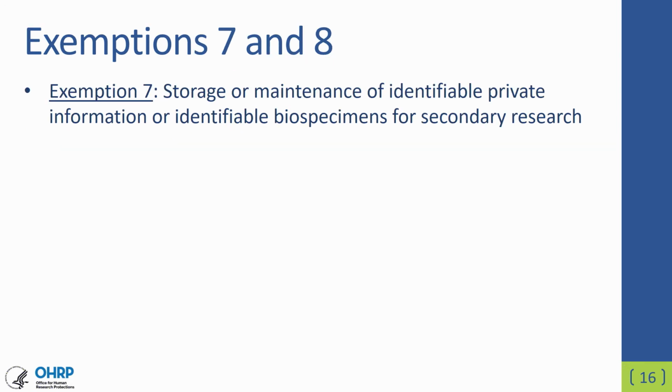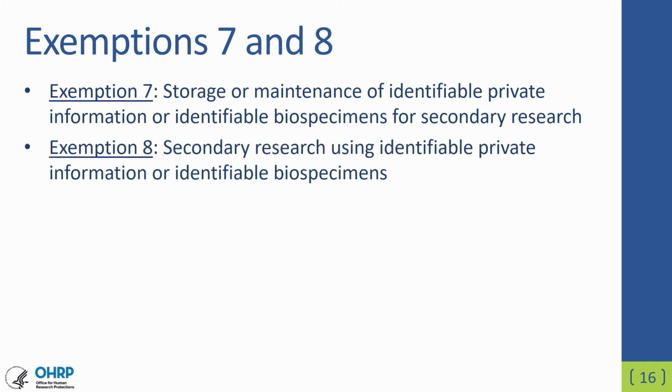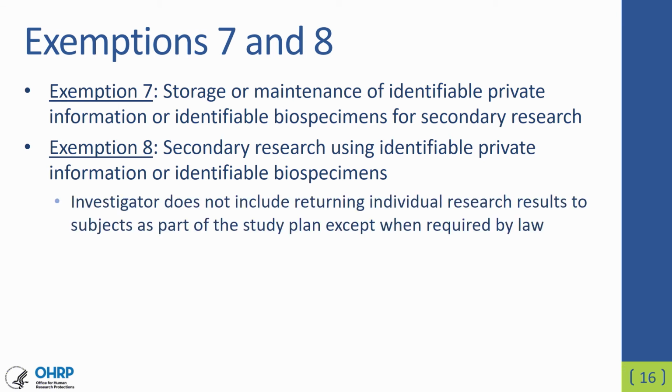Now we're going to move on to 2 completely new exemptions under the revised rule that we could consider using with secondary research. Exemption 7 refers to storage or maintenance of identifiable private information or identifiable biospecimens for secondary research. It's a storage or maintenance. And Exemption 8 is the secondary research use of this identifiable private information or identifiable biospecimens. I just want to add here that for Exemption 8, there is also this requirement: the investigator does not include returning individual research results to subjects as part of the study plan, except when required by law.